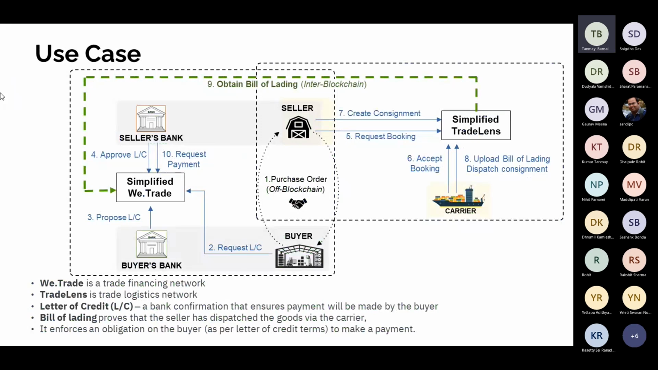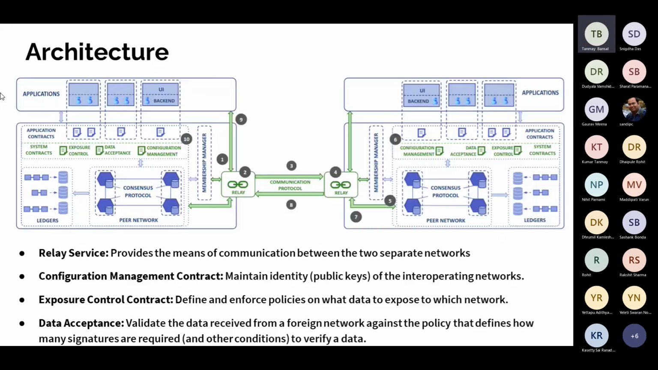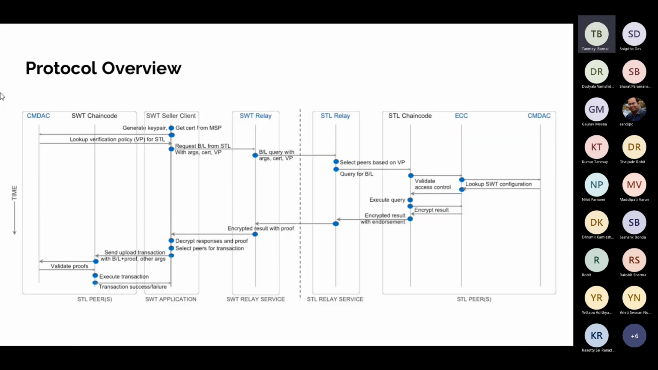So STL network is the source, SWT is the destination, which is actually shown here, that the request originates from the SWT chain code. It goes to the seller client, SWT, then a relay. Now this is the interblock transfer of the request going to the STL relay, which is on the right hand side, and the dotted line shows the boundary between the two networks.